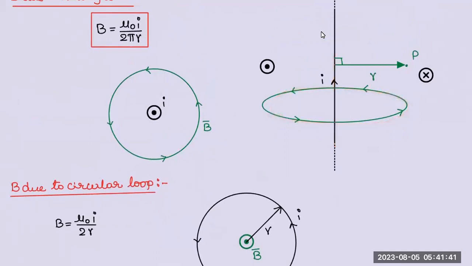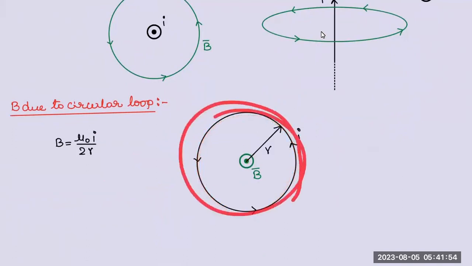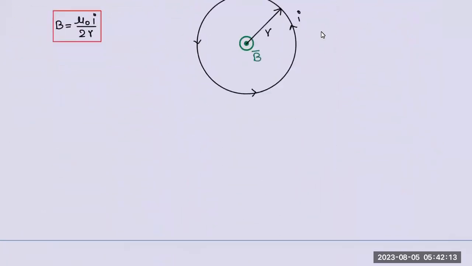And one point I'll tell you, they can be swapped. That means when thumb indicates current, fingers indicates magnetic field. If fingers indicate current, thumb indicate magnetic field. So curl your right hand fingers like this. Then thumb will be outward. So this is our case. That's it. These are the two things you need to first.